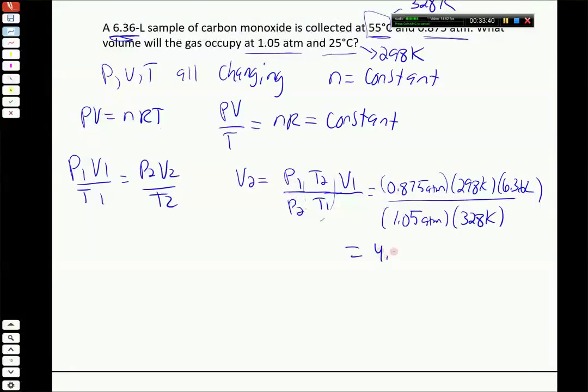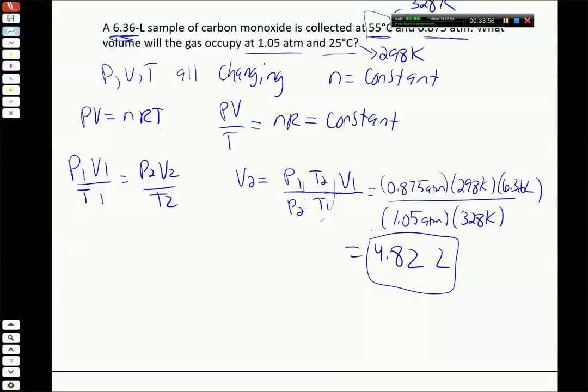4.82 liters. So the volume shrinks because the pressure is getting larger and the temperature is getting smaller, so both those contribute to a decrease in the volume by a small amount, to 4.82.